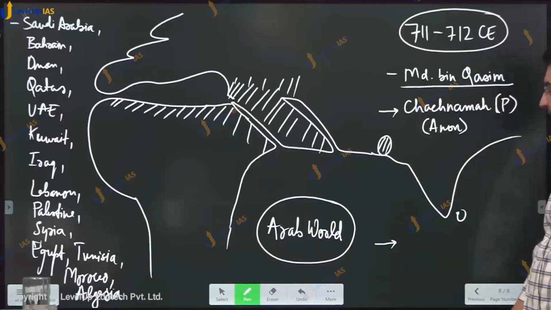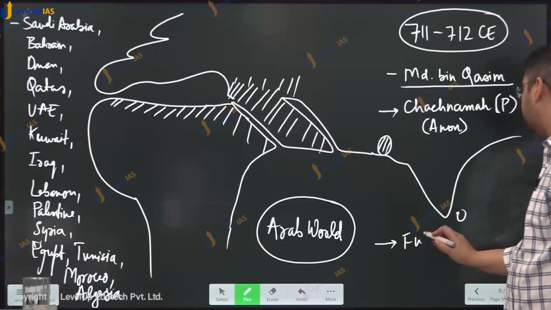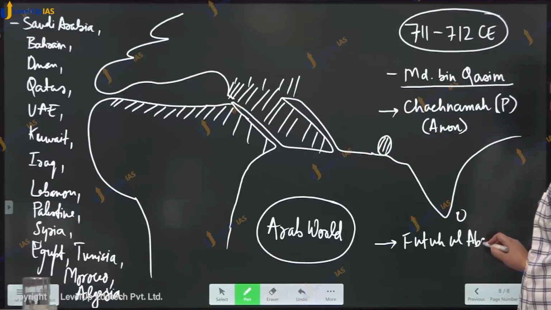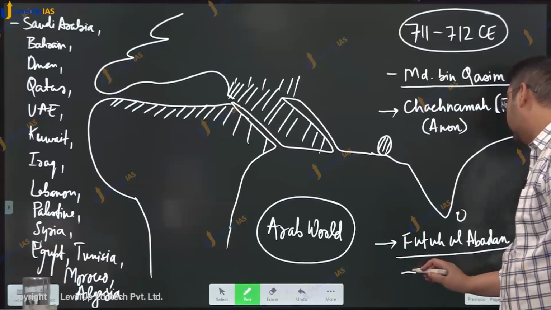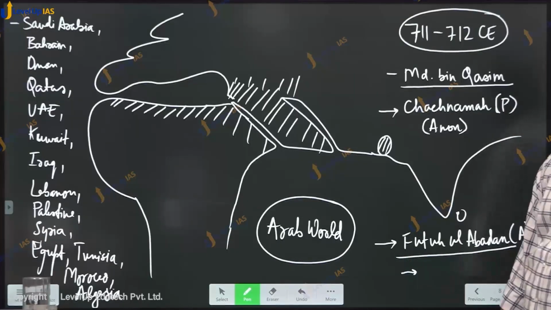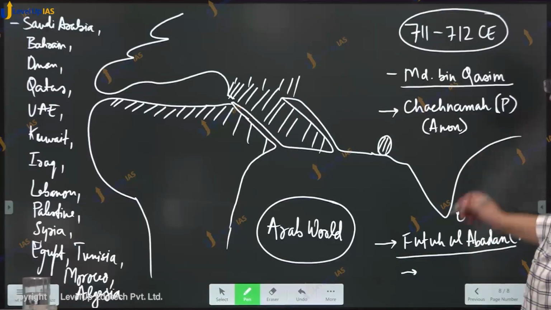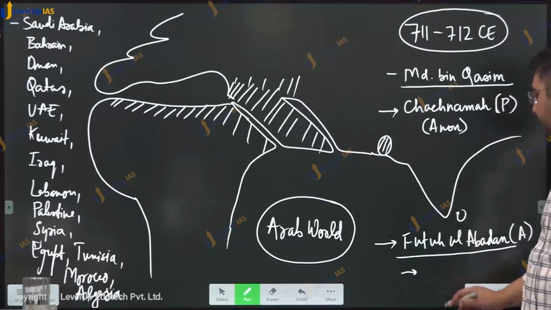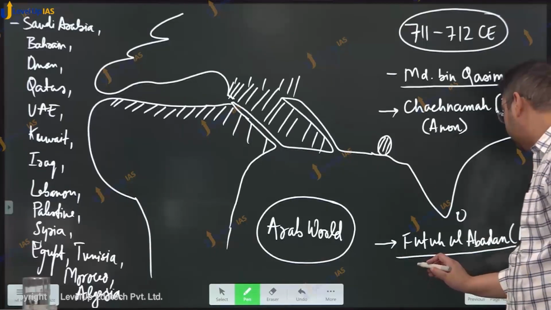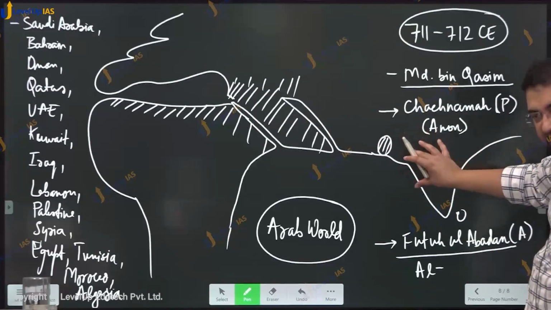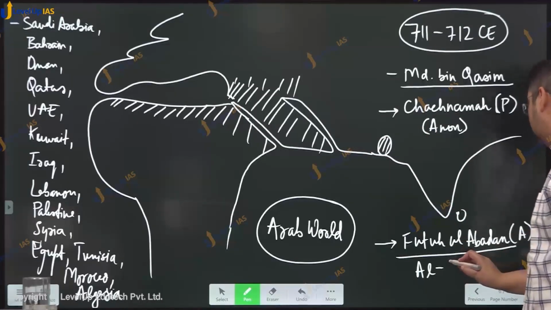The second work is the Futuh-ul-Abdan. This is an Arabic work belonging to the 9th century. This Chachnama belongs to the 11th century. Futuh-ul-Abdan belongs to the 9th century, written by an Arab traveler from Baghdad who visited Sindh during this period, known as Al-Biladuri.